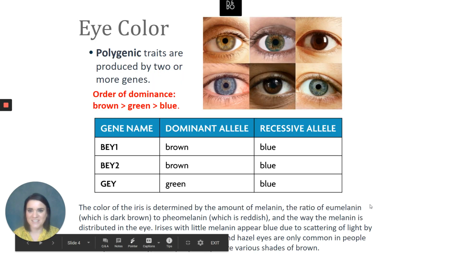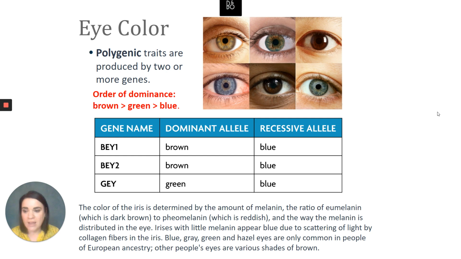Okay, let's try this. So, eye color. This is something that I will not go into with my Bio 1 class, but because you guys are honors, you do need to be aware that there's a lot of traits that are polygenic. So poly means many, right? That prefix poly means many genes. Polygenic means that these traits are produced by the interaction of two or more genes.